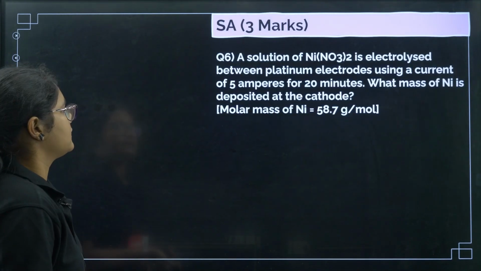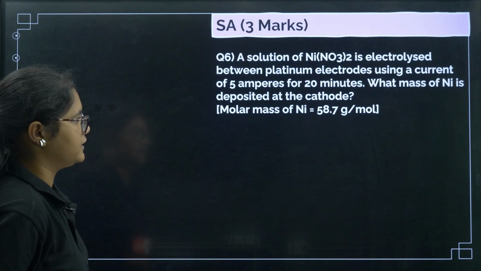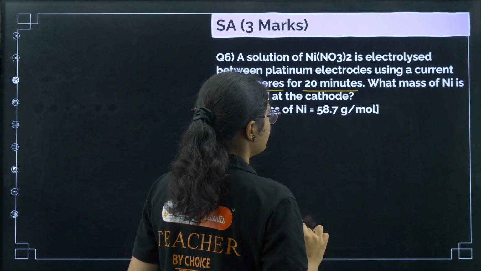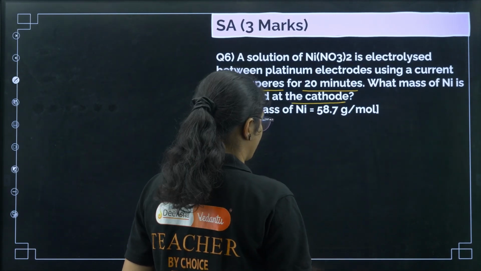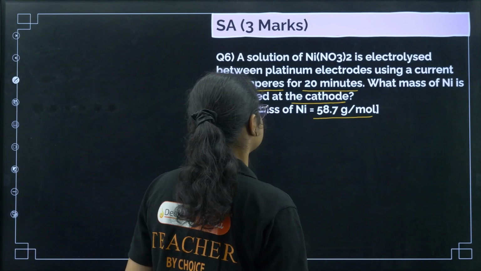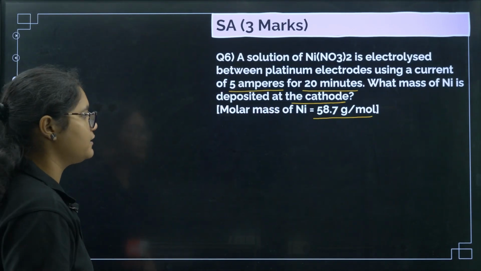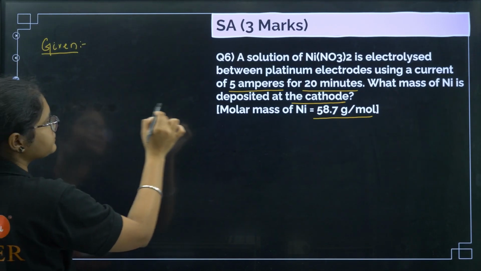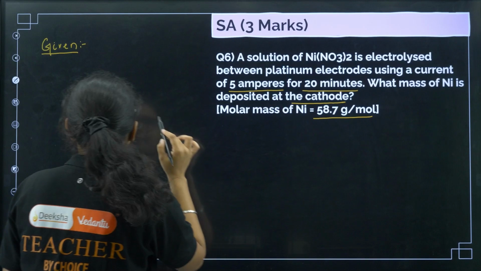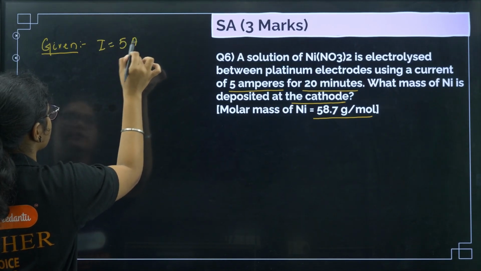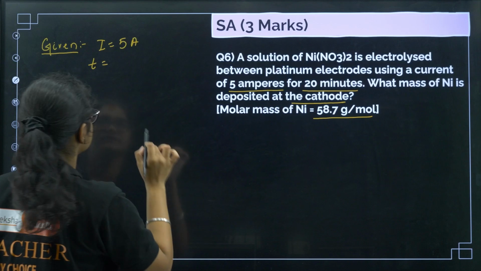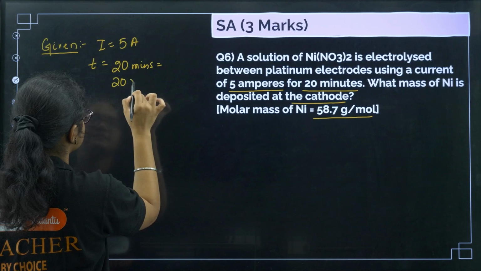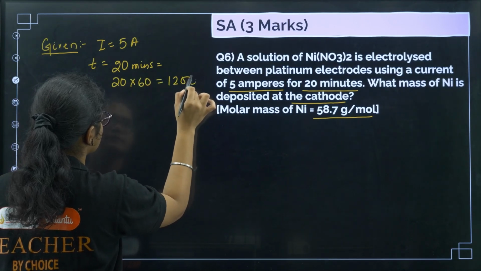Okay, fine. Next question: a solution of nickel nitrate is electrolyzed between platinum electrodes using a current of 5 amperes for 20 minutes. What mass of nickel is deposited at the cathode? The molar mass of nickel is given. So this question is from Faraday's law, right? Whenever a mass deposited question is asked, we need Faraday's law. So we'll first write the given data. We have how much current? 5 ampere. So I'll write I is equal to 5 ampere. Time is how much? 20 minutes. You must convert it into seconds. 20 minutes means 20 into 60, so that is 1200 seconds.